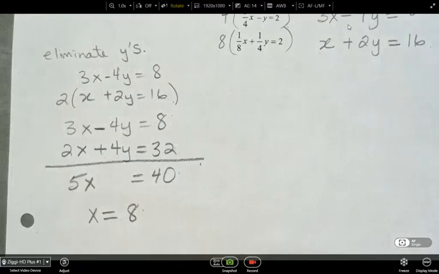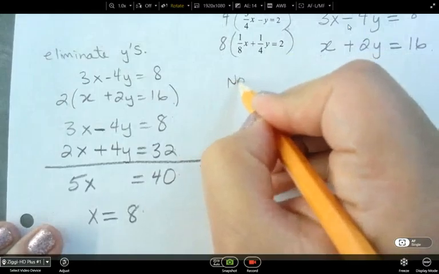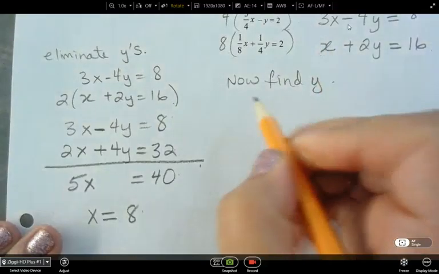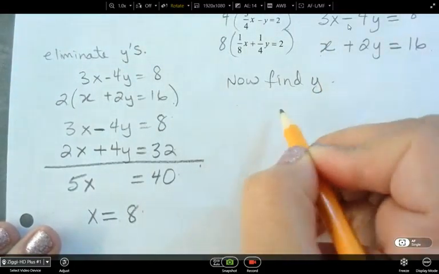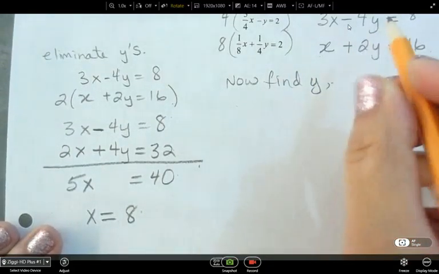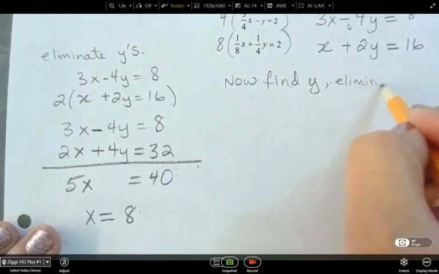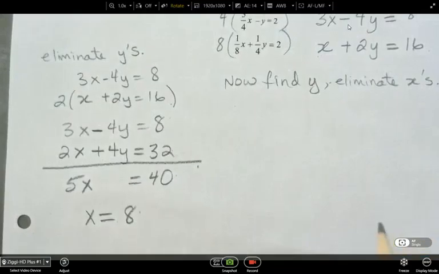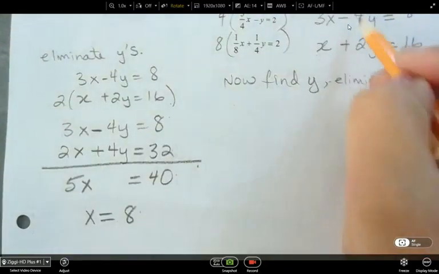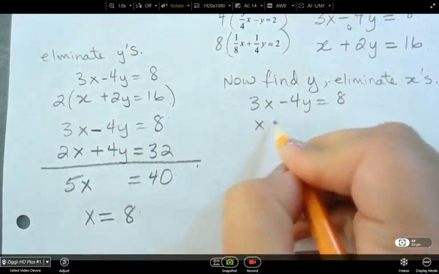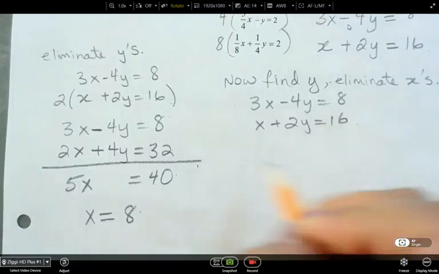Okay, so let's solve for y now. Now we have to find y. Okay, so in order to find y, what am I going to do? What do you want to do? What's your approach? You're going to eliminate x's. Okay. So let's work from here. So I've got 3x minus 4y equals 8, and then x plus 2y equals 16.